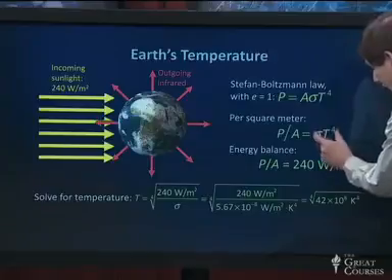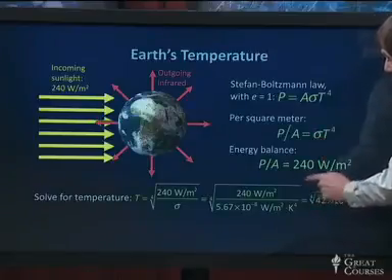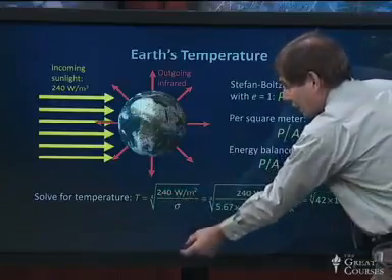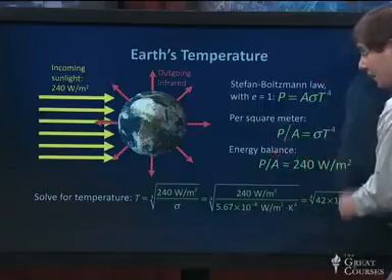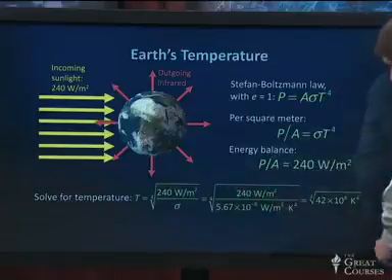So what am I going to do? I'm going to take sigma T to the fourth, I'm going to equate it to 240 watts per square meter, and I'm going to divide through by the sigma. That's going to give me 240 watts per square meter divided by that sigma, and that gives me T to the fourth, so I've got to take the fourth root. Let's work that all through. I'm just doing arithmetic here. I end up with 42 times 10 to the 8 kelvins.